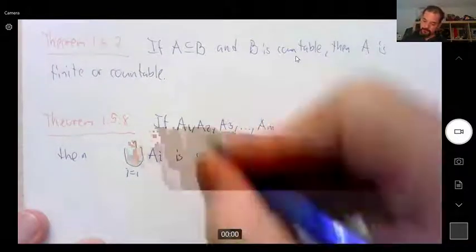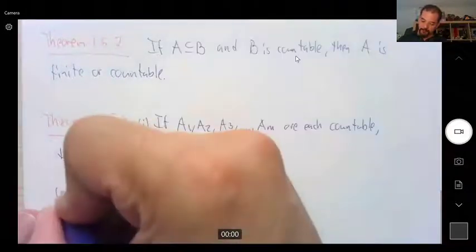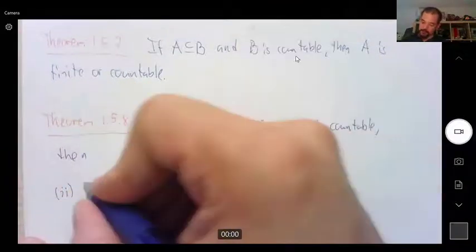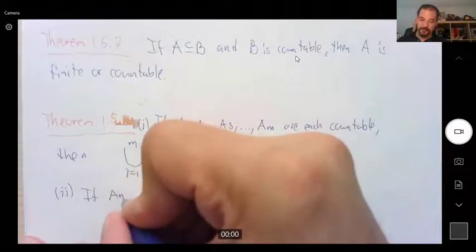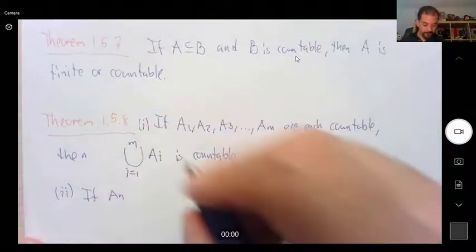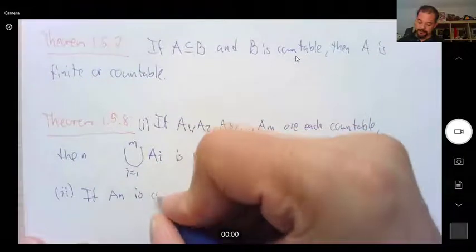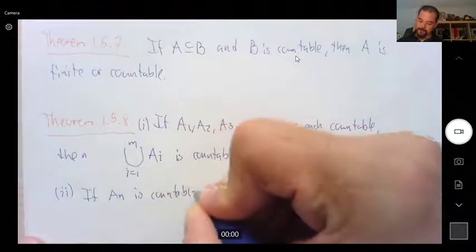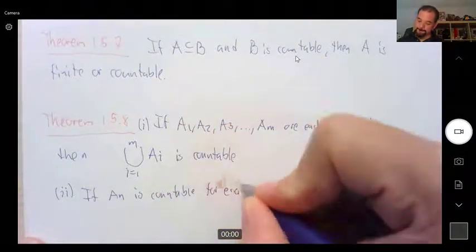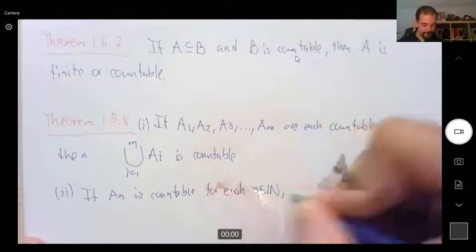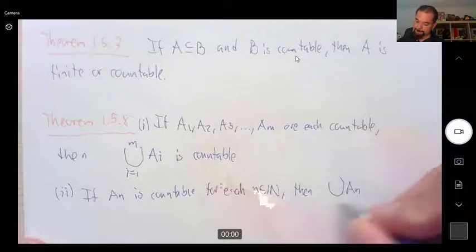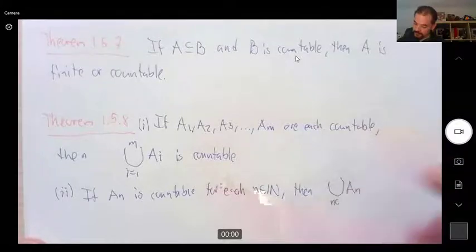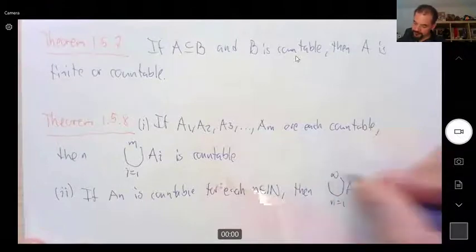That's part one. And part two of this theorem is the second part of the hotel analogy, where you get infinitely many hotels. If A_n is countable for each n, then the union from n equals 1 to infinity is also countable.